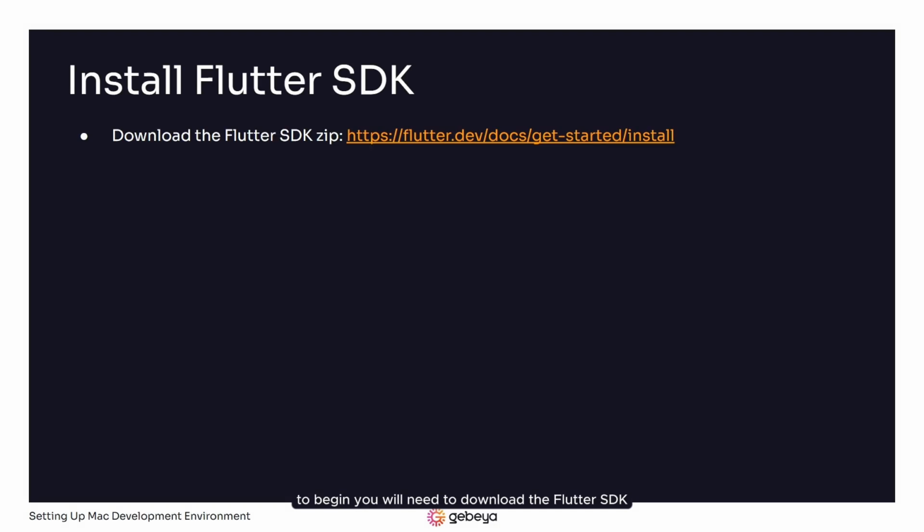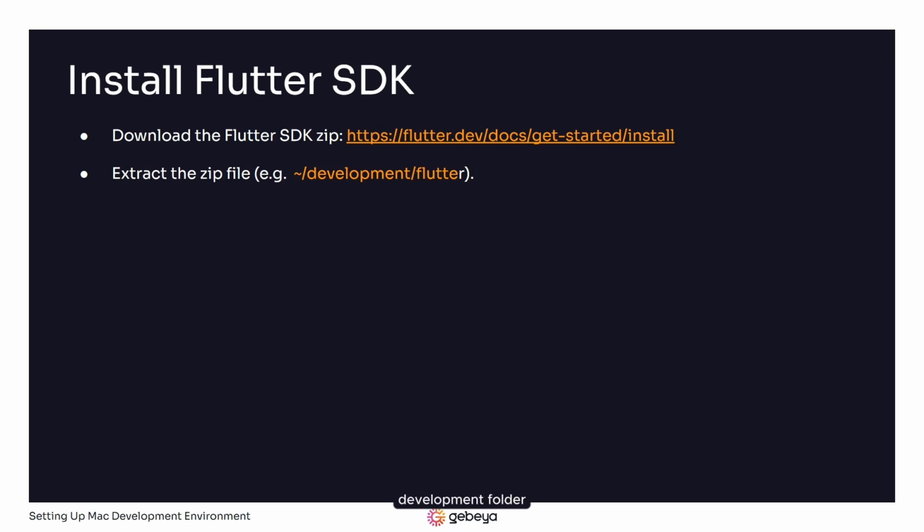To begin, you will need to download the Flutter SDK. Go to Flutter's official installation page and download the Flutter SDK zip file. Once the download is complete, extract the zip file to your preferred development folder. A common location for this is ~/development/flutter.